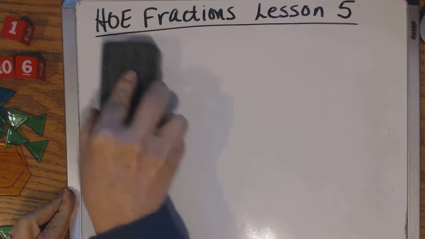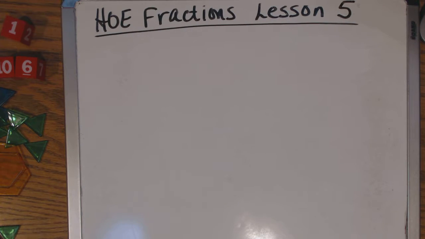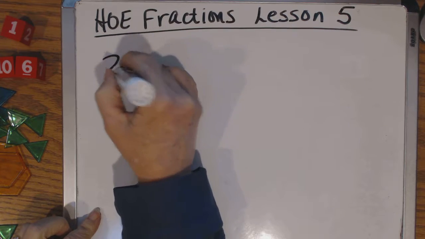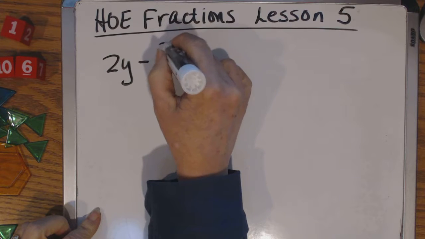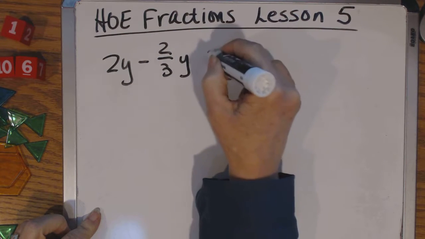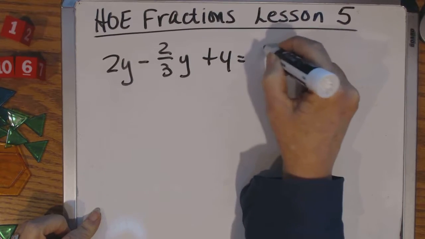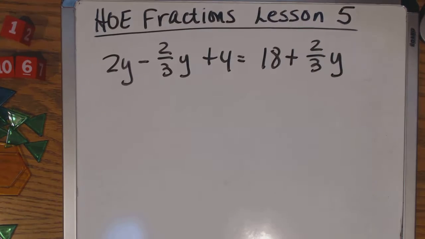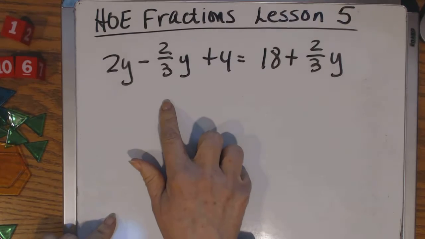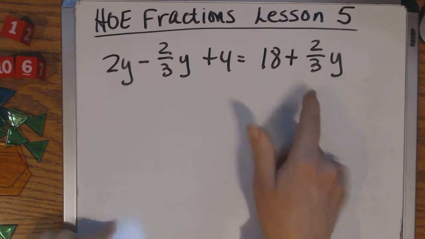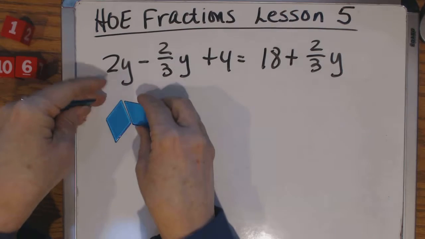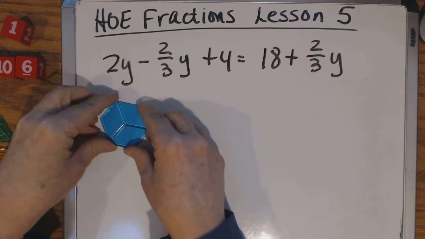We'll do example 2. All right. 2y minus 2/3 of y plus 4 equals 18 plus 2/3 of y. All right. So here we're going to be working with thirds. Because I can see right away that I've got thirds and thirds, why not just build even my y's with thirds? Okay, so I'm going to just do my 2y here with thirds.